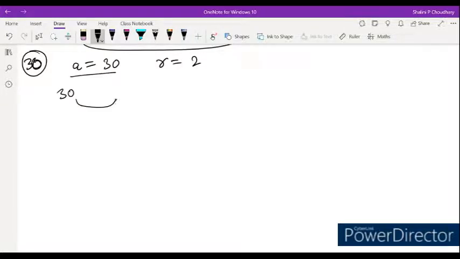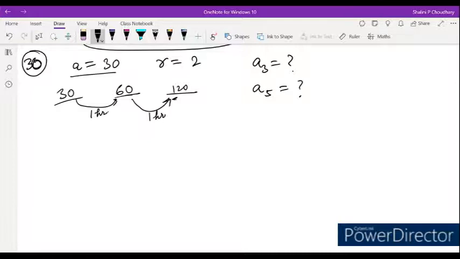Okay, after 1 hour it will be, this is the second term, it will be double, so it will be 60. After another 1 hour it will be 120. So this is the first term, second term, third term. Okay, so at the end of the second hour, that is the third term. So at the end of the second hour, you have to find out A3. Now at the end of the fourth hour, what will be the value? At the end of the fourth hour, you have to find out A5. Now at the end of the nth hour, you have to find out A(n+1).